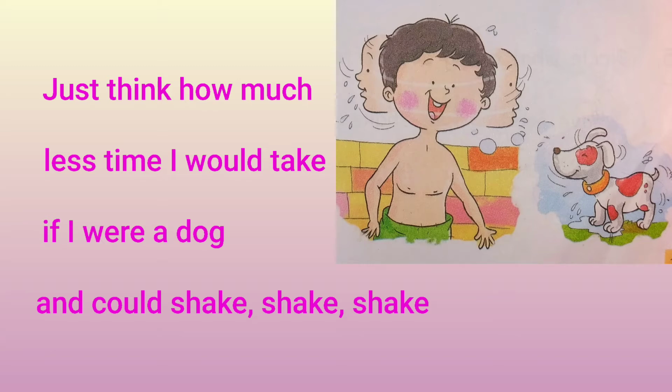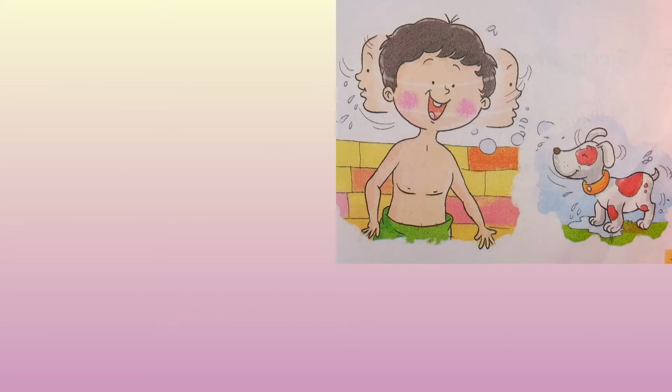Now let us read the poem. Just think how much less time I would take if I were a dog and could shake. Here we study, after the bath, the dog shakes its body and we wipe our body. Now let us sing the poem. Just think how much less time I would take if I were a dog and could shake. We have learned this poem earlier in our class, and don't forget the actions which I have taught you.